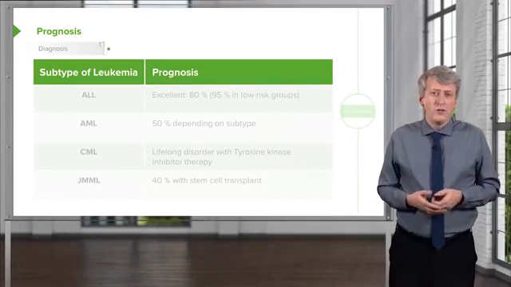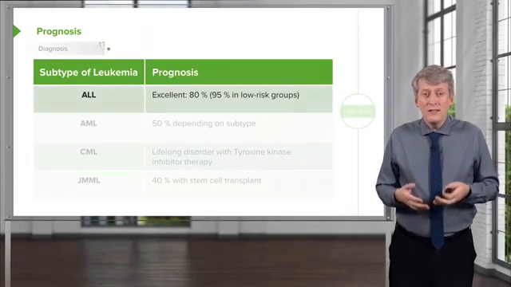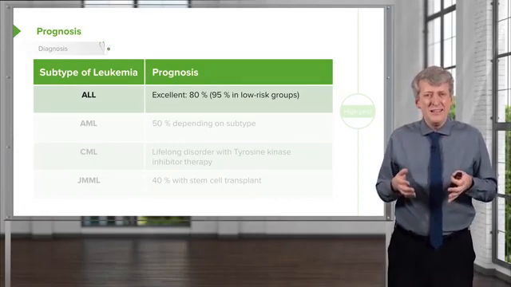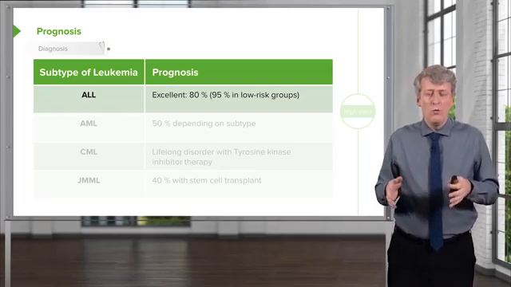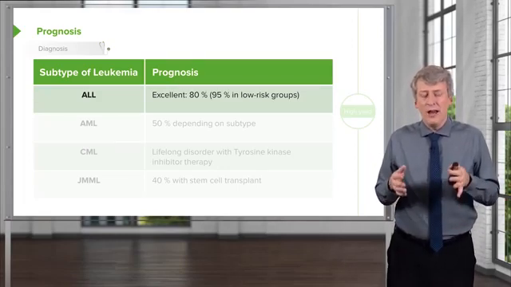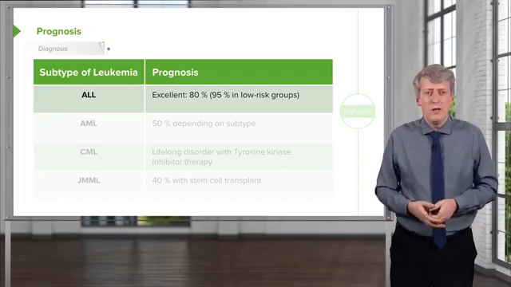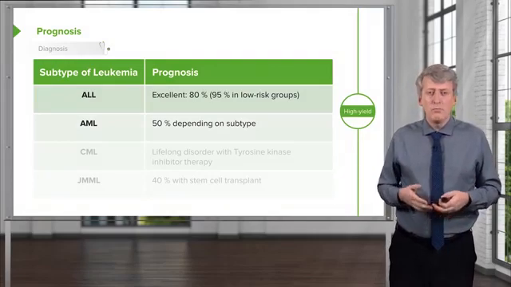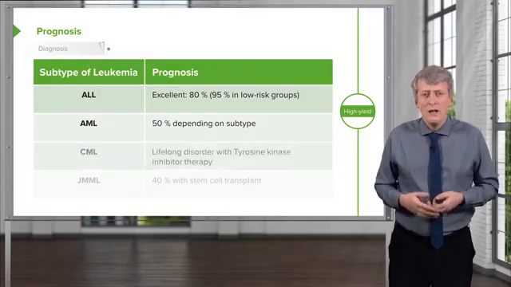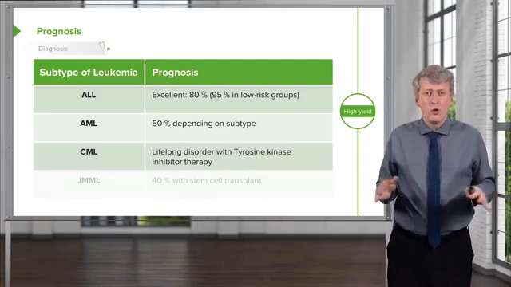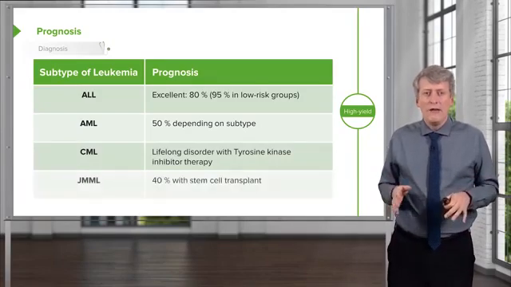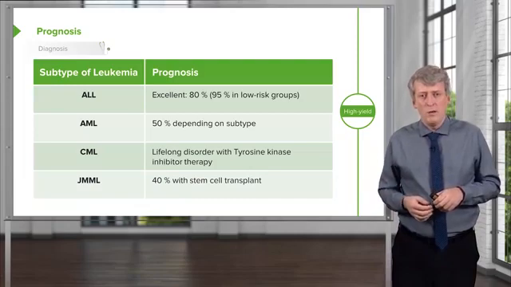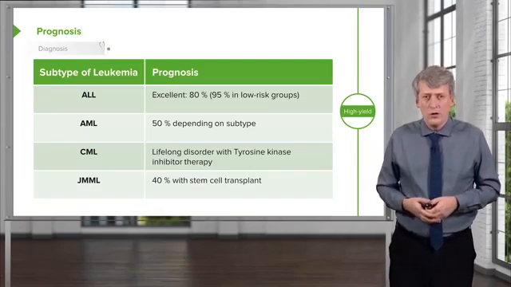So what's the prognosis for these patients? Surprisingly good for ALL. More than 80% and even as high as 95% of patients in low-risk groups are going to survive their ALL. This is a great accomplishment we have in pediatrics. For AML, it really depends on the subtype of AML, but it's probably around 50% survival rate. For CML, this is a lifelong disorder with tyrosine kinase inhibitor therapy. And for JMML, survival of about 40%, unfortunately, with a bone marrow transplant, which requires all the complications of bone marrow transplants.